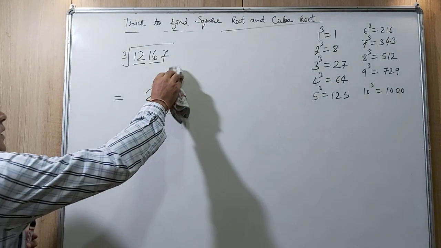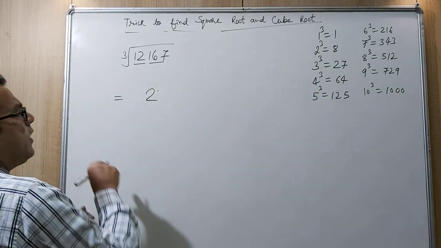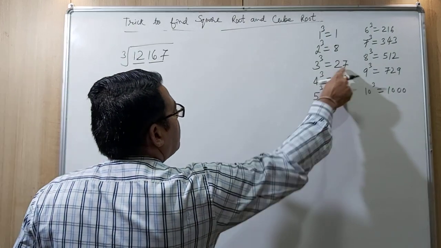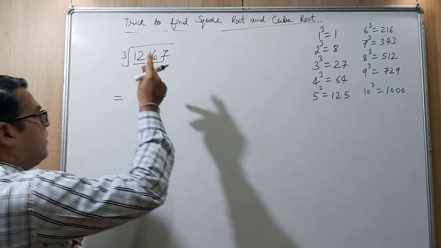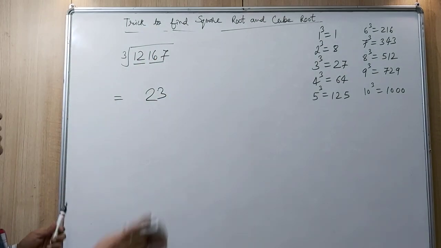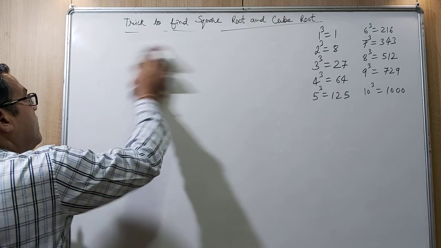Sorry, 3. We have to write 3 here, since we know that 7 comes in the cube of 3. So 3 will come here. By mistake I have written 27 there. Right? Now next number.